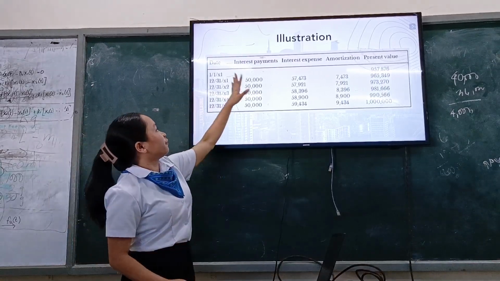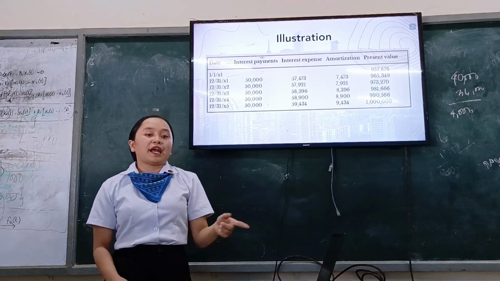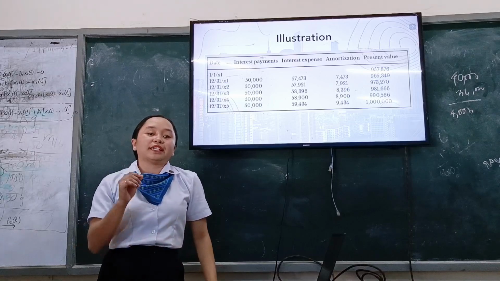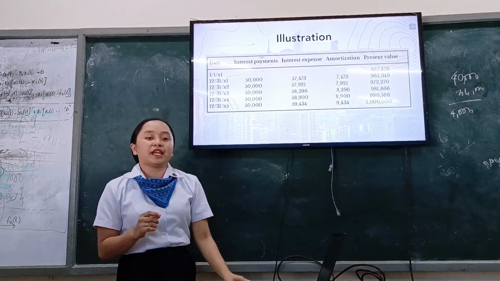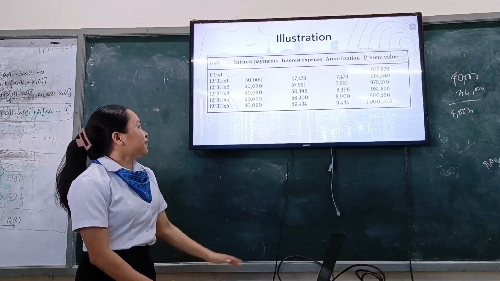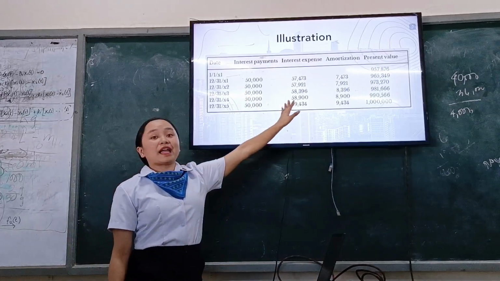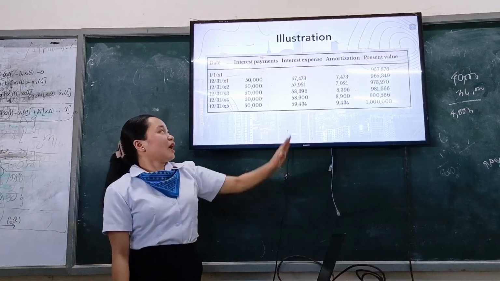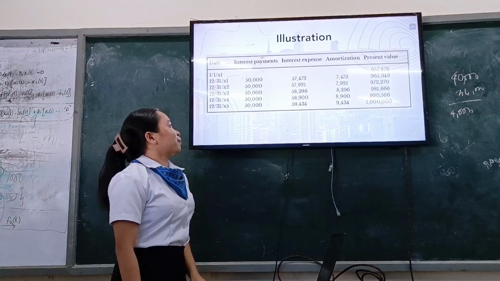So, first is the interest payments. Para ma-solve na, di ba ang interest is 5%. So 1 million bonds times the 5% interest is equal to 50,000. And then the interest expense. Para ma-solve ang interest expense, ang buhaton is ang present value sa January 1, i-multiply siya sa 6%.